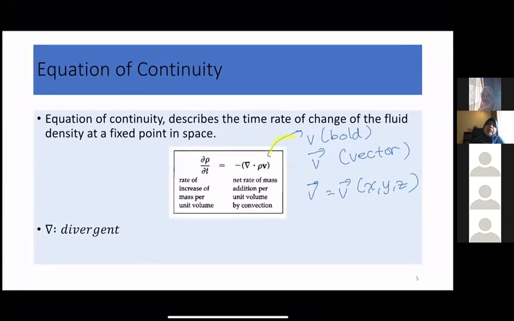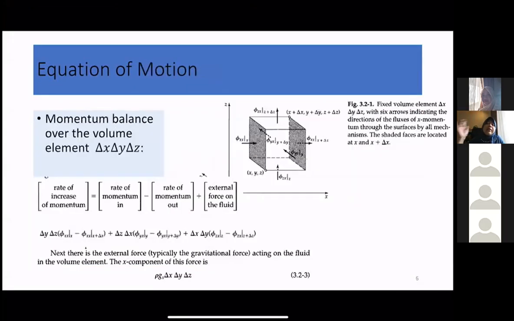The second one, so let me continue to explain about this equation, and then on Thursday we can go to the examples. So we can focus on discussing the examples. Okay, now the second one is the equation of motion, persamaan gerak. It is based on the momentum balance that we built in the second chapter. Again, we still consider a fixed volume like this with delta x, delta y, and also delta z.